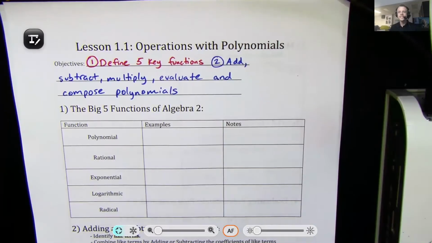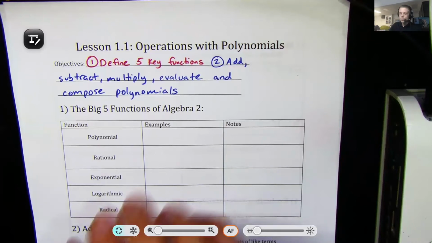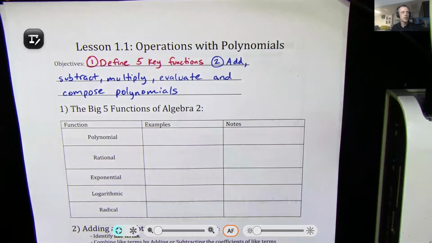As you can see, we have our objectives at the top of our notes. If you would like this template to use as we're taking notes, it is on Google Classroom. I always upload my completed notes, but I would recommend you follow along on your own piece of paper, print this off, or use an app to fill this in as we go through it. So first off, here are our two main objectives today. We're going to define the 5 key functions of Algebra 2. And then we are going to add, subtract, multiply, evaluate, and compose one type of function called a polynomial.